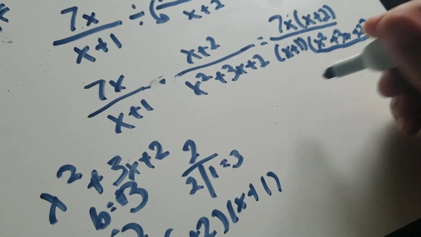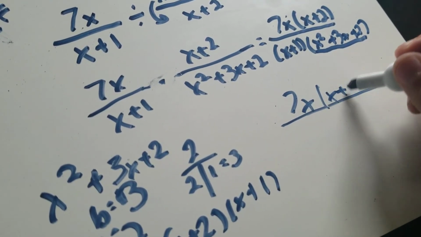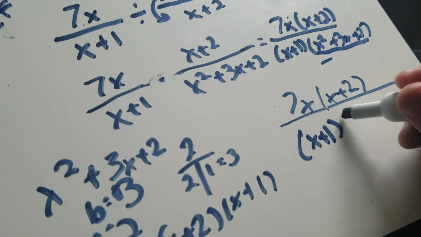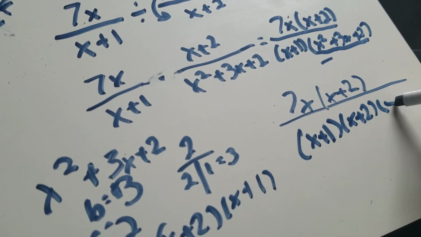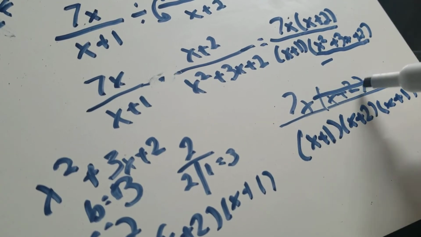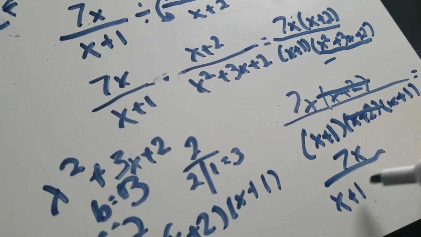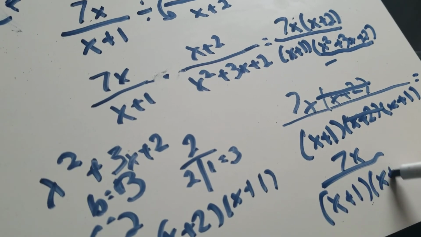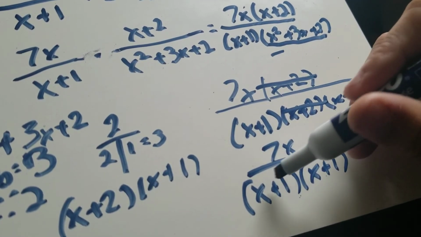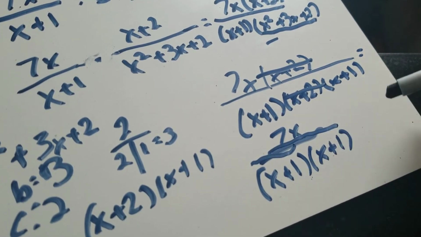So I could rewrite this bottom. So 7x, x plus 2 over x plus 1. And this thing is going to be rewritten as x plus 2, x plus 1. So x plus 2 on top and bottom, hey, that's exactly the same. We could cross that out. So now we got 7x over x plus 1 times x plus 1. Now, yes, these are exactly the same, but they're on the same side of the fraction line. Because they're on the same side of the fraction line, we don't need to cancel it out.